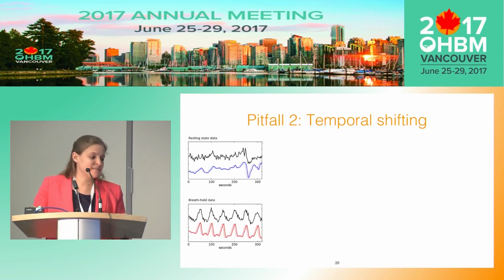So in real data, this is a resting state data and a breath hold data set from the same person. The black is the BOLD time series, and then below you see the original and then the optimal shift of the CO2 regressor.